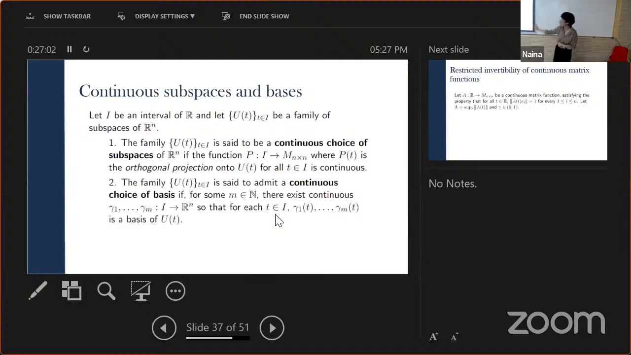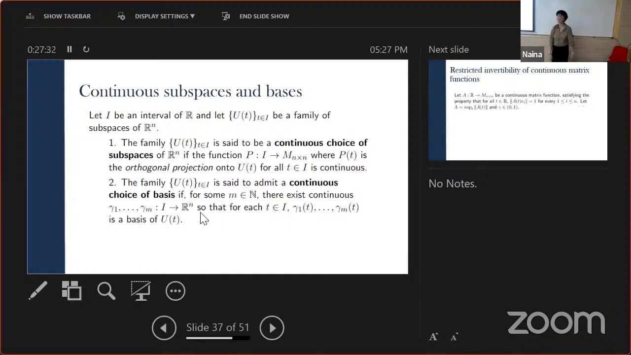And similarly, we can define a continuous choice of bases. So if we have m functions from I to R^n, gamma 1, gamma 2 to gamma m, and each of these are continuous, so that at each point, they also form a basis for the collection of subspaces U of t, then this is a continuous choice of bases. And you can show that this continuous choice of bases is equivalent to having a continuous choice of subspaces and vice versa. So they're both sort of equivalent.